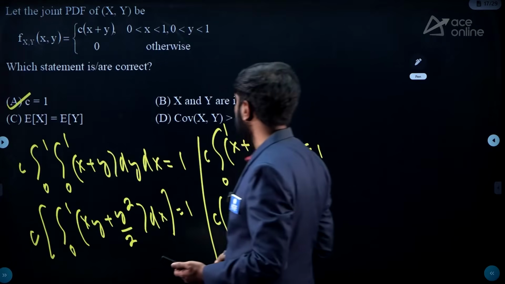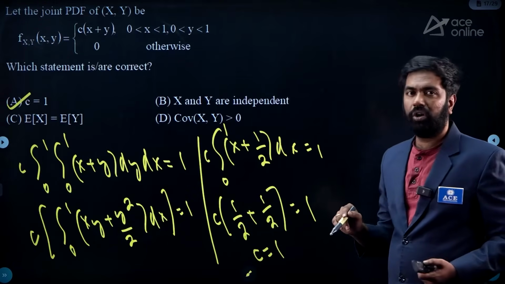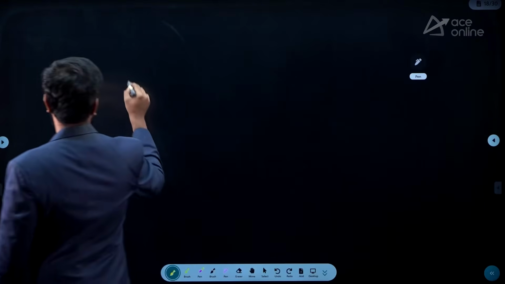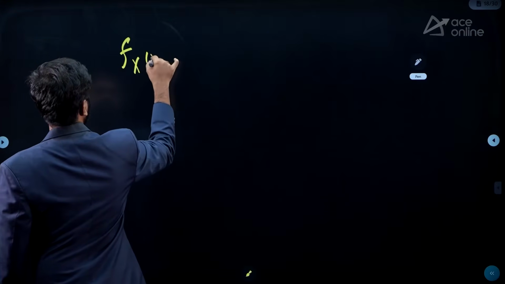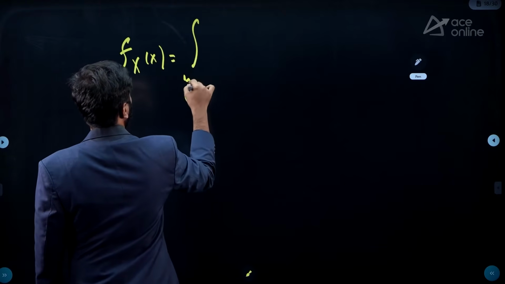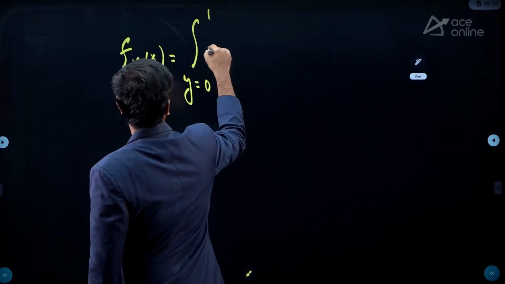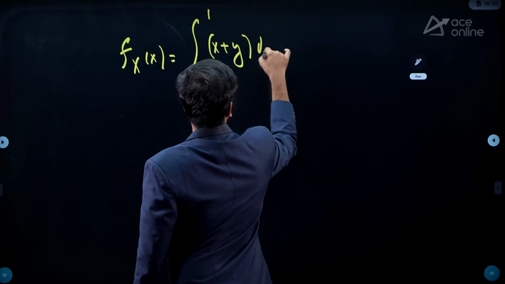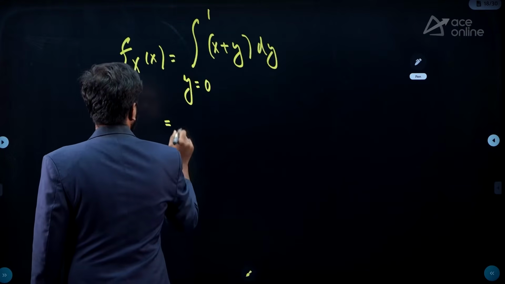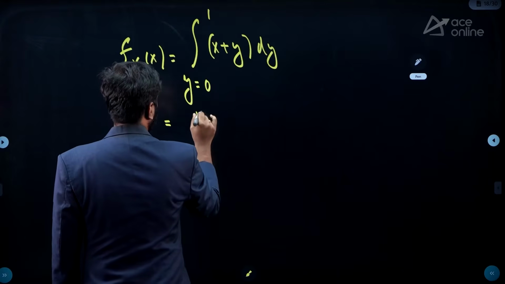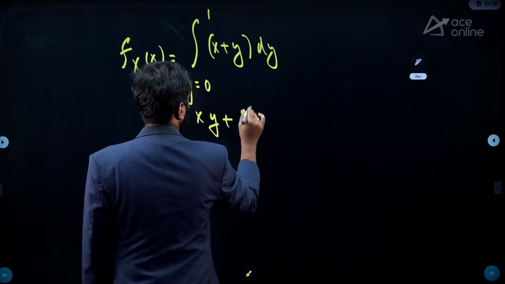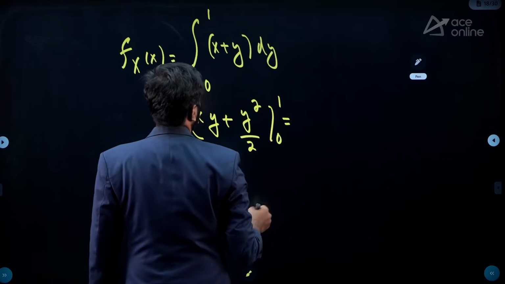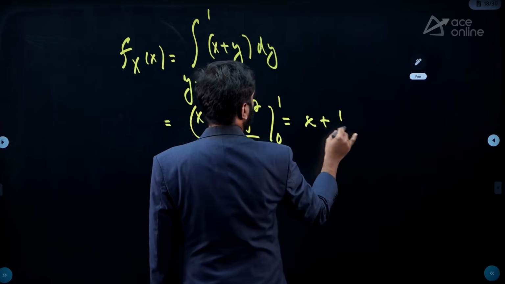Yes, C is 1. To decide whether they are independent or not, I need the marginals. So let's find the marginals. How do you find the marginals? Fx. To find this, the integration should be done from y equal to 0 to 1. So our joint PDF, which is x plus y, dy. So this is how it is done. With respect to y, x is constant, this is xy plus y square by 2. The limits are 0 to 1. So this gives you the answer as x plus 1 by 2.